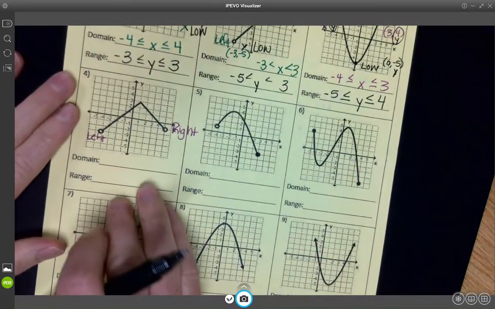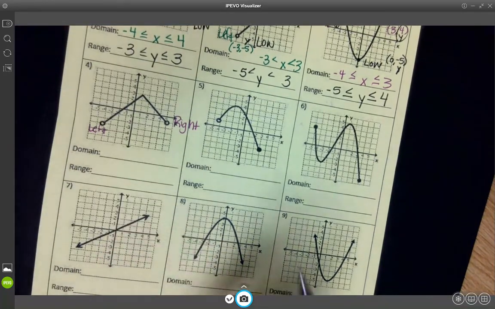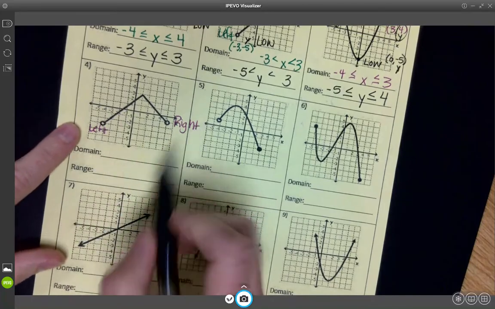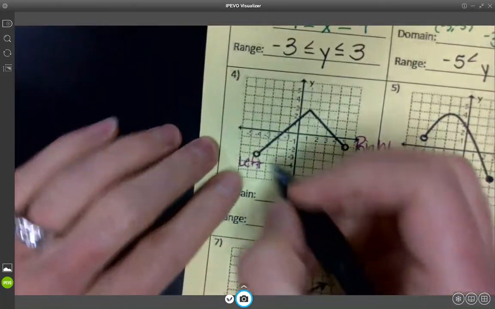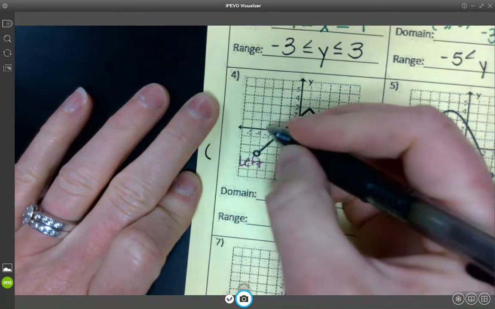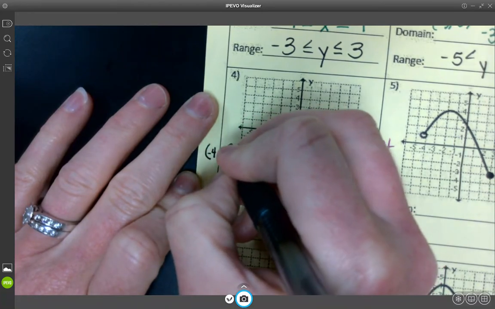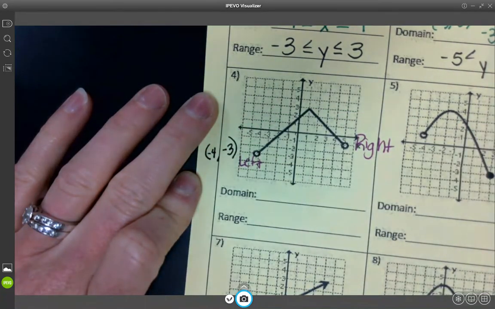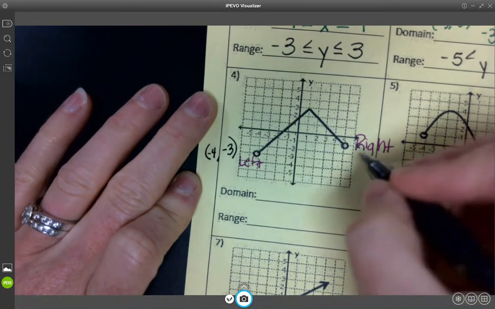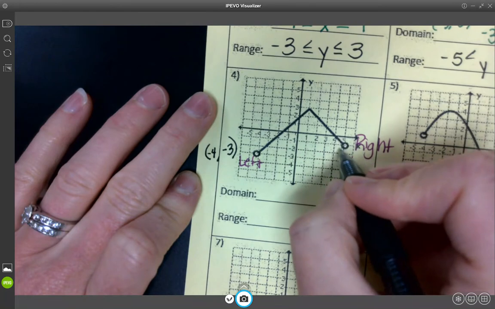So let's look at number 4. Left to right. So we need to know what the left number is. So we need to find out that coordinate. So we write the coordinate: -4, -3. And then our right number, it is 5, -1.